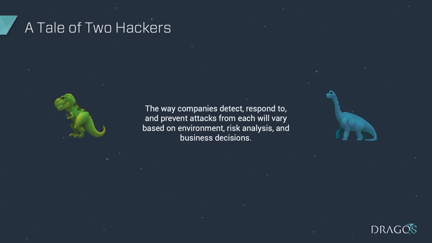So why does this matter? Well, the way that companies detect, respond to, and prevent attacks from each of these different personas is going to vary based on the environment, risk analysis, and business decision. That means as threat intelligence practitioners, the stuff that we're hunting for and analyzing might start off similar, but then you'll realize that everything from the motivations to the TTPs to the actions on objectives is going to vary between an IT or an OT-focused adversary. And also the threat intelligence that we actually produce is going to be utilized differently. Even if companies receive the same type of threat intelligence, it's going to be used differently based on whether they're OT or IT.